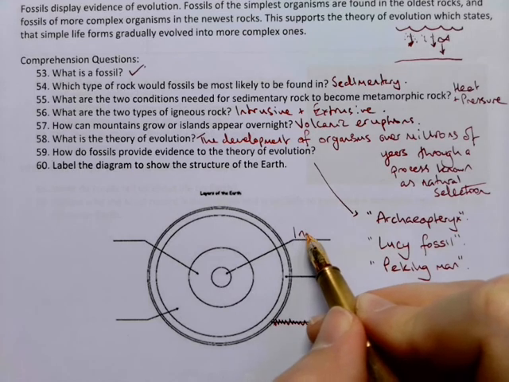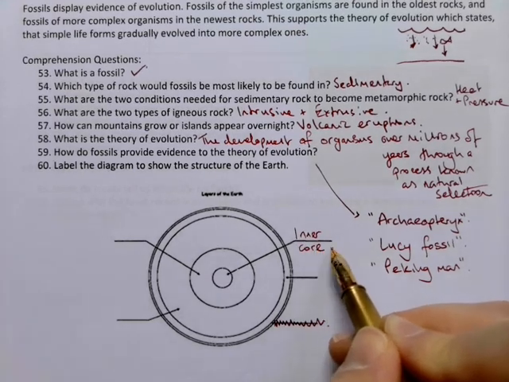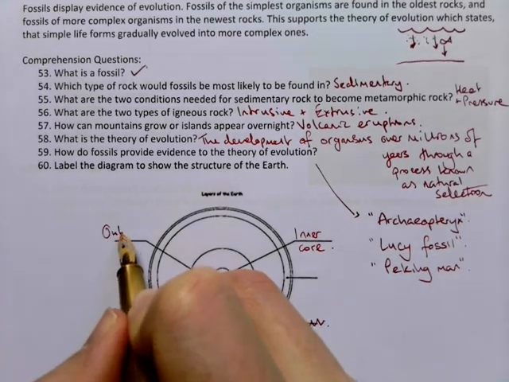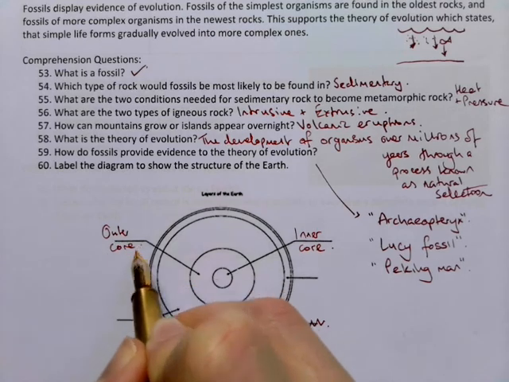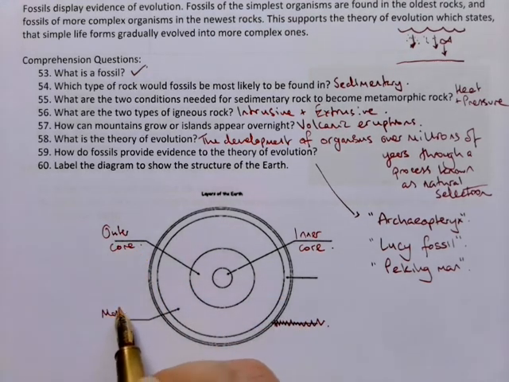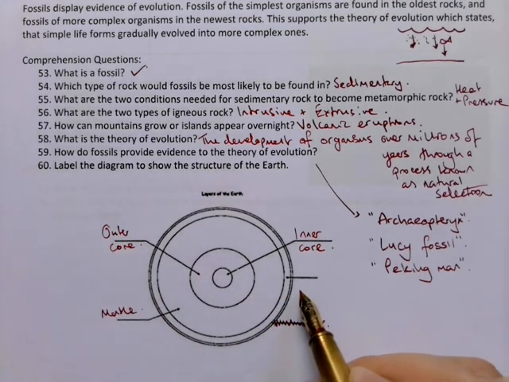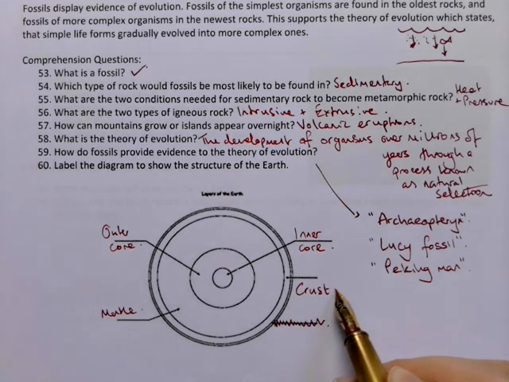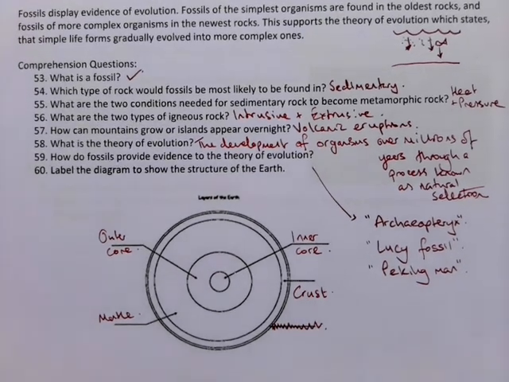So right in the center, we've got the inner core. Then we've got the outer core. Then we've got the mantle. That's the big one. And then we've got the crust. Okay, so remember, at any point you can pause these, go back, read it again. All right, let's just carry on then.